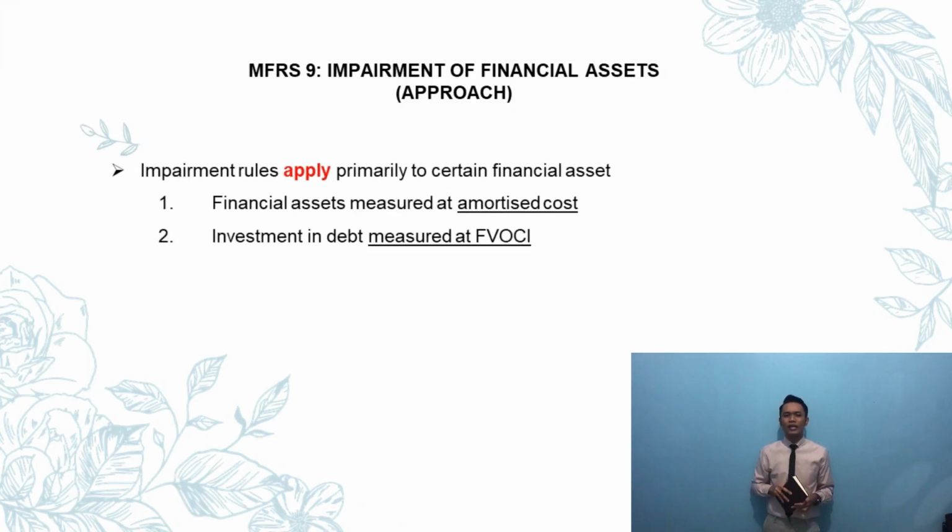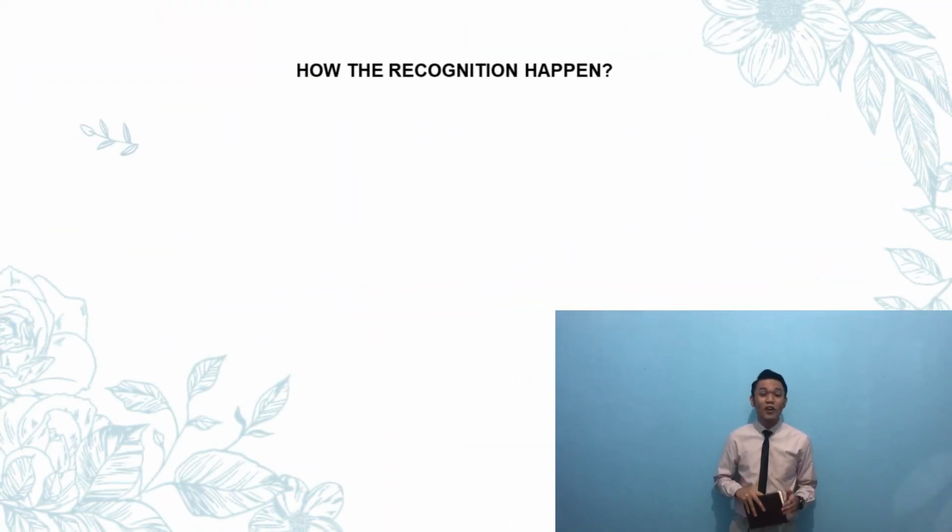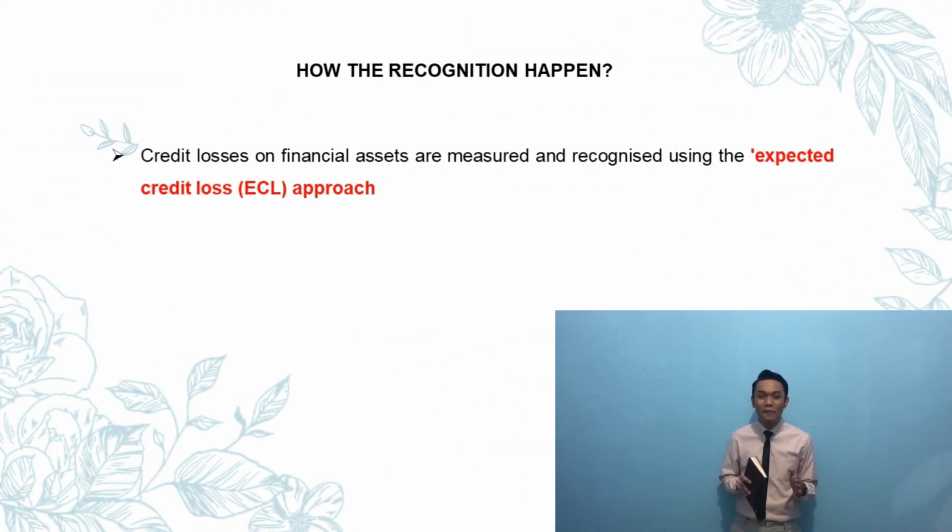Yes, of course, Zack. Based on MFRS 9, under the impairment of financial asset, the company can impair their financial asset based on two conditions. The first one, when the company measured their financial asset at the amortized cost. The second one, when the company measured their investment in debt at the fair value through other comprehensive income, whereby the company cannot impair their financial asset when their financial asset has been measured at the fair value through profit or loss. Next, we take a look at how the recognition of the impairment happened.